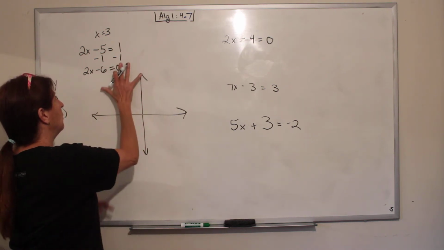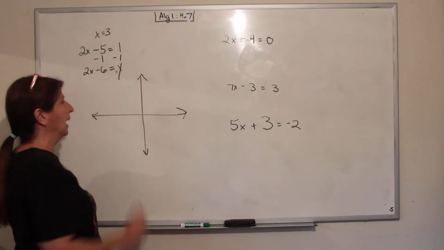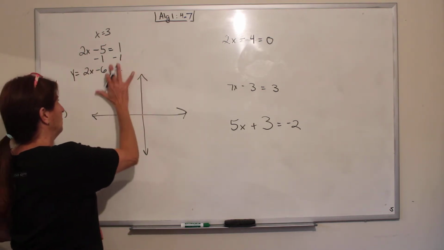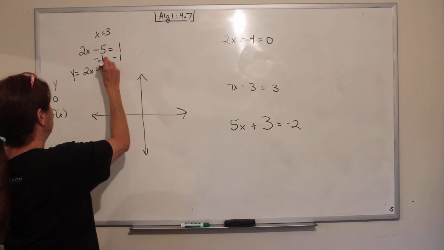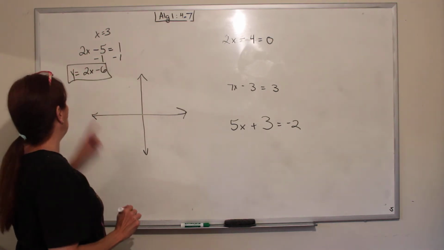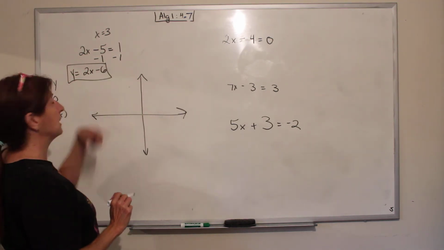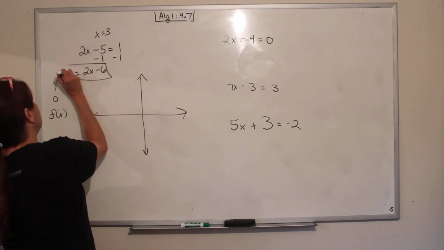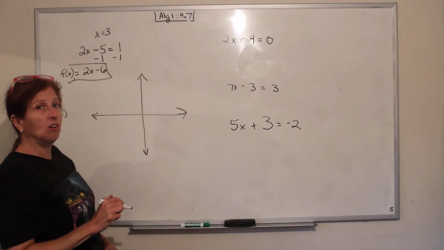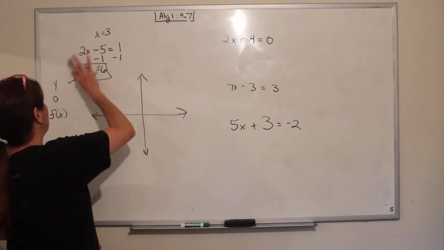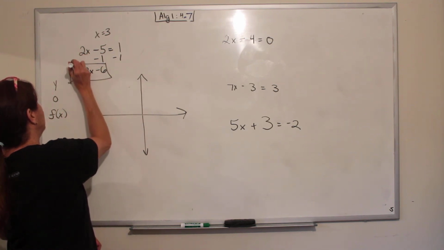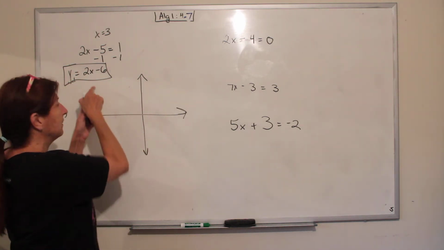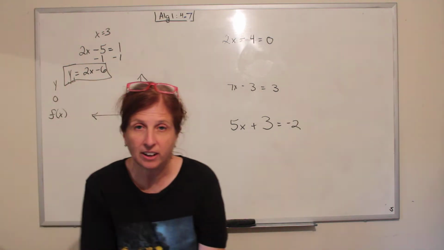But 0 is the same thing as y. Now your calculator is going to want it that way, so I'm going to move the y to the other side. And now I have the equation written as y equals 2x minus 6. You can also write it another way, and you're going to learn more about that next video. Alright. So now we can put this in our calculator and make our calculator graph it for us.